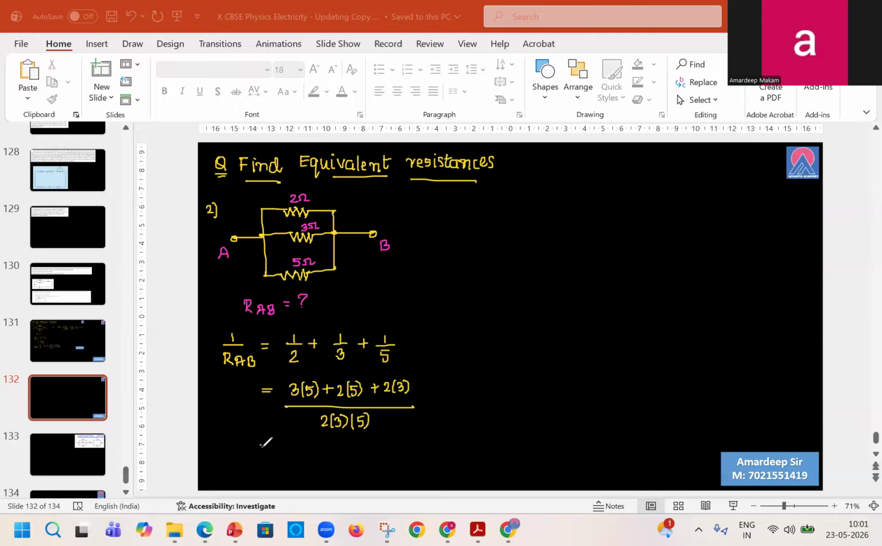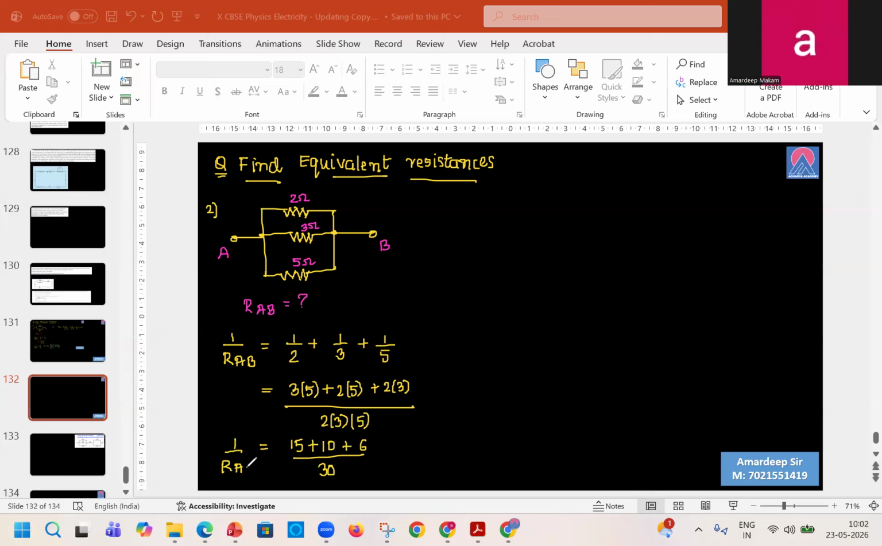Okay, now what is the next step after this? How much is 3 into 5? 15. What about 2 into 5? That is 10. Yes. So what about 2 into 3? 6. And what about the denominator? 2 into 3 into 5 is 30. And this entire thing is what? 31 by 30. This entire thing is 1 upon R_AB.